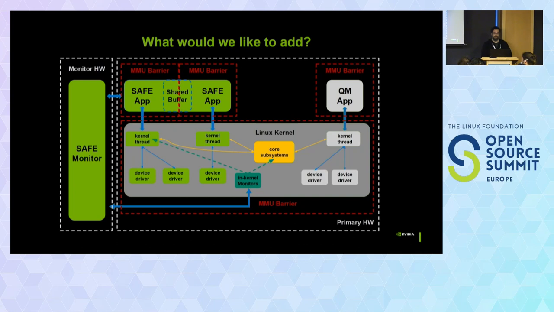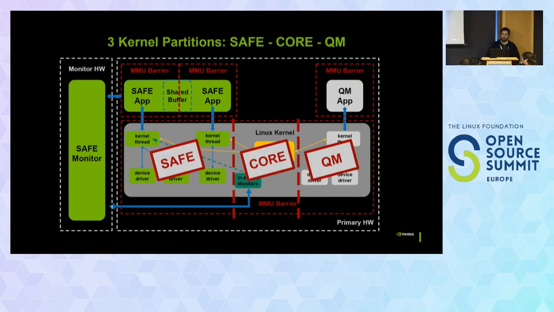So if we go back to the system I described earlier, what we would like to do, at least that's what I would like to do, is to have a safe context, which is really what is associated with a safe application, a core context which is supporting the overall function of the system, and a QM context. And the idea is that the QM cannot affect neither core nor safe, and that core is also limited in what it can do to the safe context.